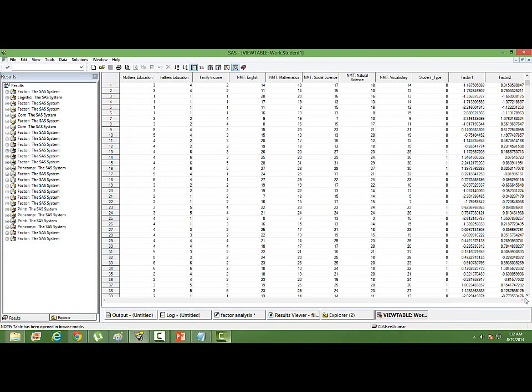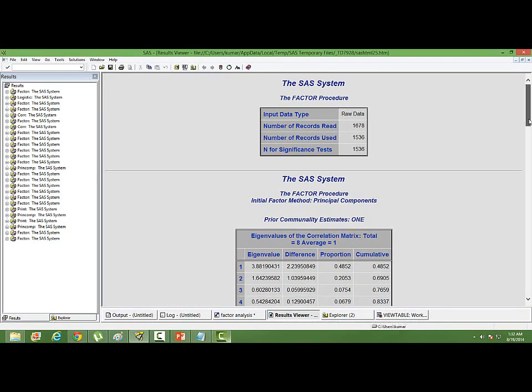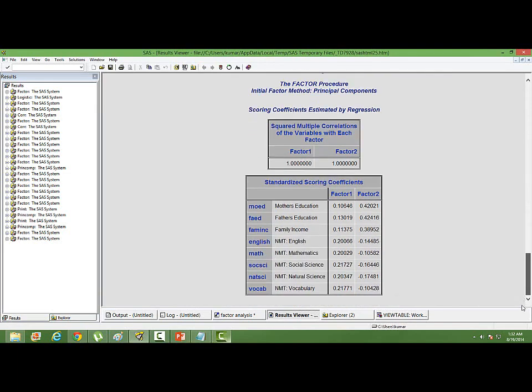Okay, you can see to the very right of all the variables you have factor 1 and factor 2. You can rename as principal component 1 and principal component 2. What are these principal components? They are the linear combination of all the other variables used in the input data set. And what are the weights used here? Well, the weights are nothing but the factor loadings.